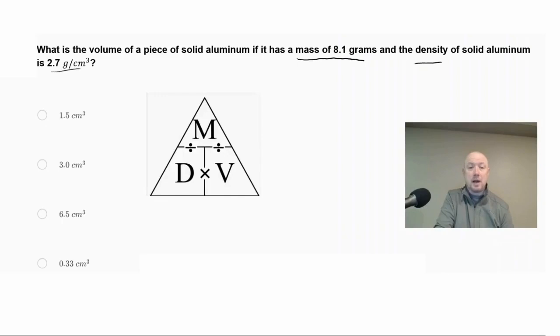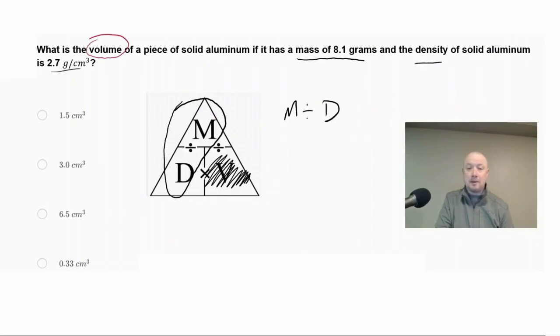In order to use the triangle, we want to identify what we're trying to find. In this case, we are trying to find the volume. So we go to our triangle and we cover up volume. After we cover that up, we can see in the triangle that the formula for volume is mass divided by density.